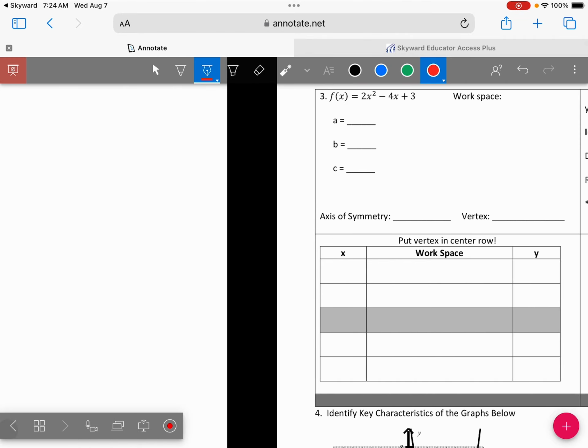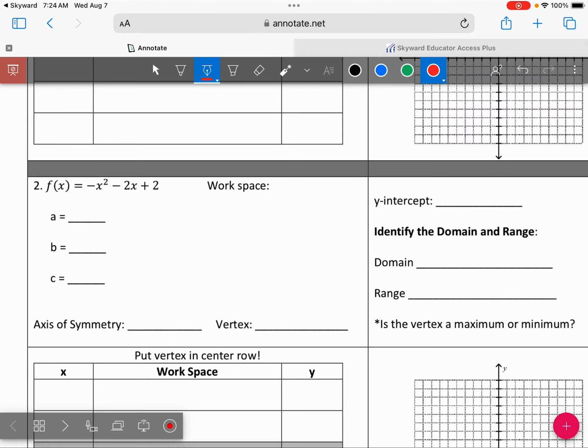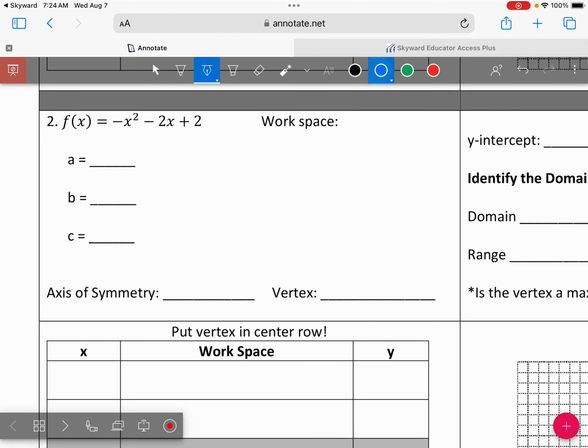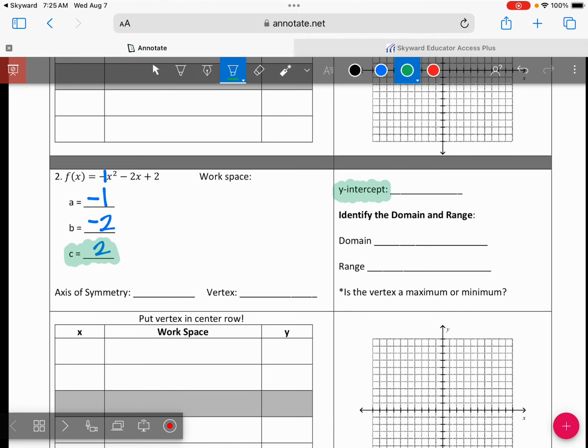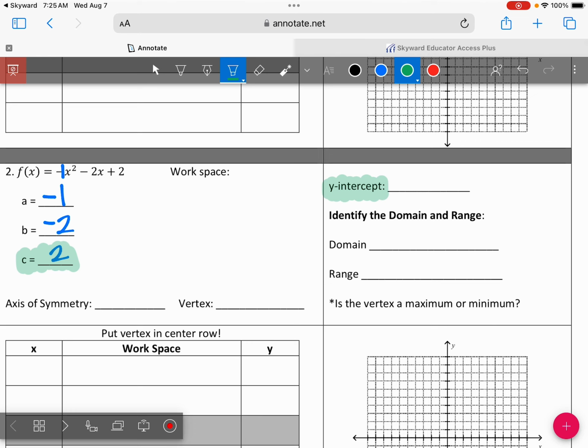For question 2, let's start off by filling in your A, B, and C. So A is -1, B is -2, and C is +2. So again, this number here, that's your y-intercept. So for your y-intercept, you're going to put 0, 2. Your domain is all real numbers. I'm going to abbreviate that ARN for all real numbers.